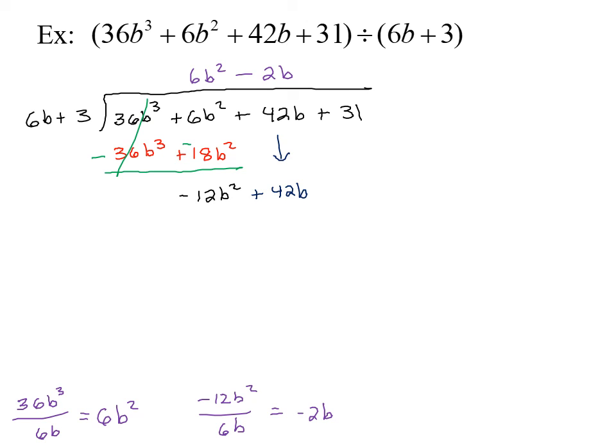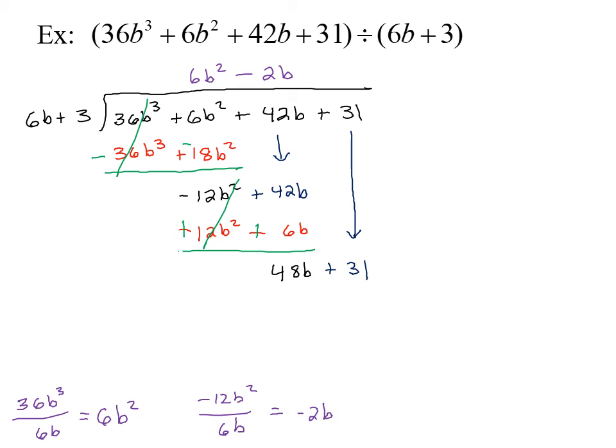Multiply it back, gives me a negative 12b squared and a minus 6b. 3 times negative 2 is negative 6. Swap the signs so that the first ones cancel. And 42 and 6 gives me 48. Bring down the next term.